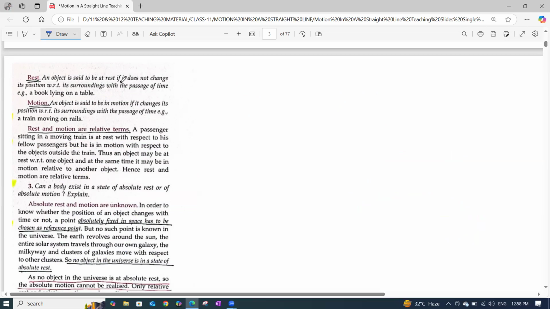An object is said to be at rest if it does not change its position with respect to surrounding, as well as time. Consider there is a tree and one ball is present. Now, ball is at position A. Now time has started, t is equal to 0 second, t is equal to 1 second, second, third second, fourth second, fifth second, and so on it will be going on.